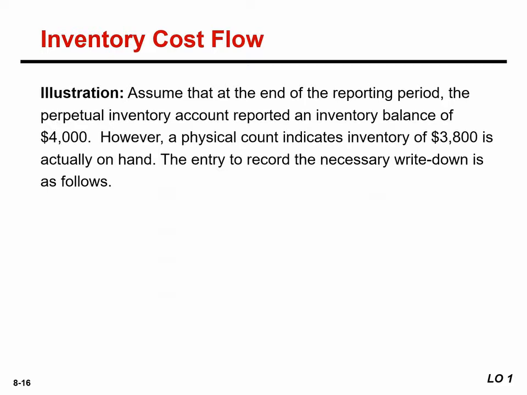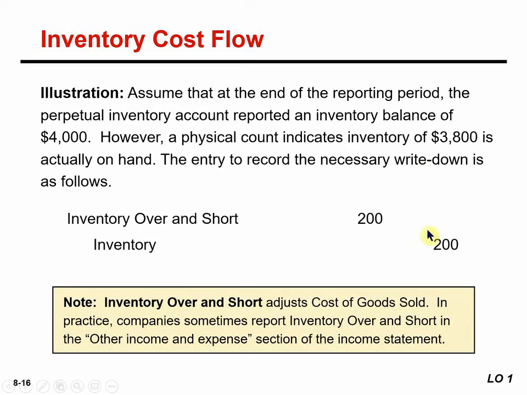The difference might be caused by many reasons. For example, maybe we have stolen inventory in an amount of 200. So in this case, we have to do a write down for inventory. The inventory will be credited by 200, and we will debit inventory over and short.